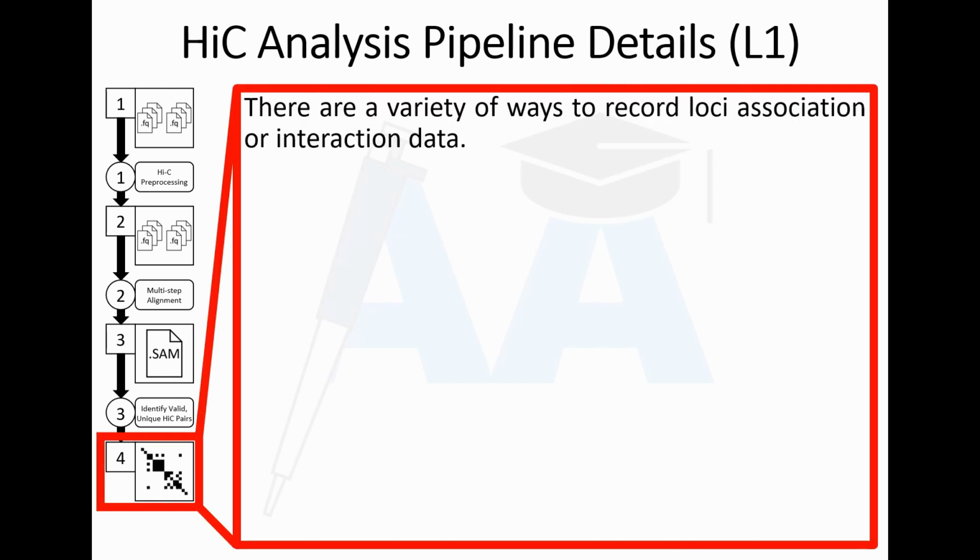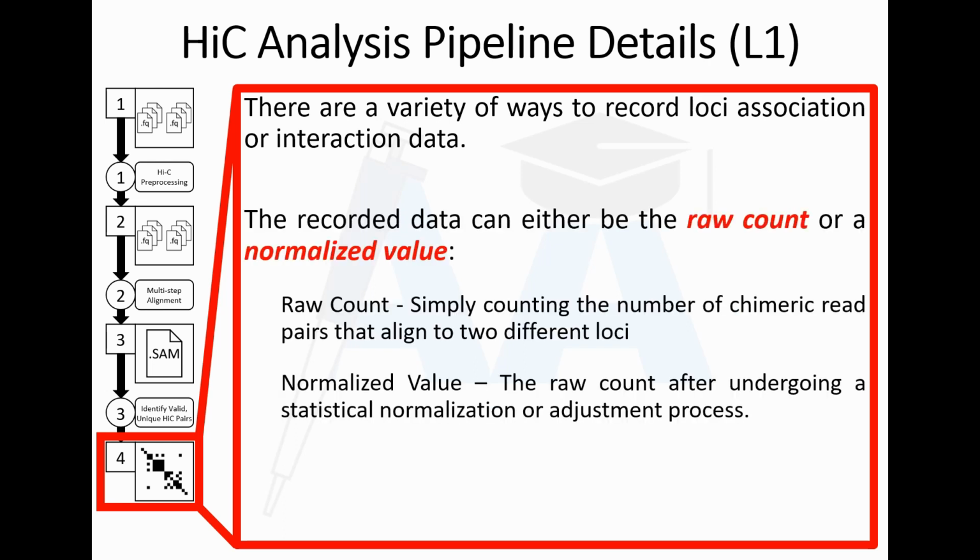Okay, so what does the data file of processed HiC data look like? Well, there are a variety of ways to record loci association or interaction data. From an analytical standpoint, there is the matter of whether the data is a raw count or a normalized value. A raw count is simply the number of chimeric read pairs that align to each particular pair of different loci, while a normalized value is the raw count after undergoing some sort of normalization and/or adjustment.